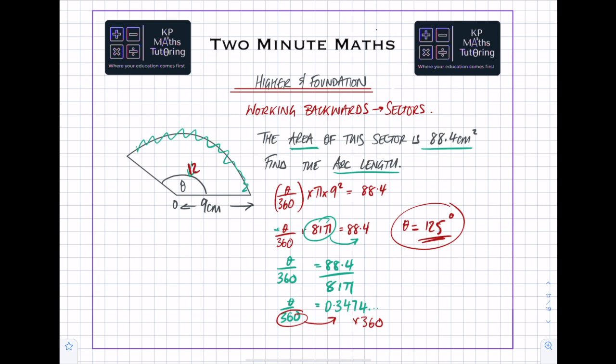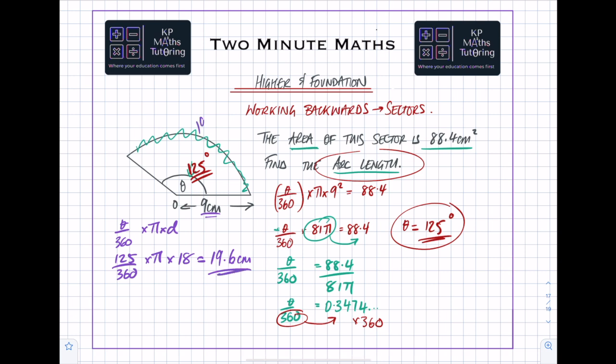I can now go back here and type in 125 degrees. From there, I need to find the arc length. So if you're not 100% sure on the arc length, it is angle divided by 360 times pi times by the diameter. And in this case, we now know it's 125 divided by 360 times pi. Diameter is double that, so it would be 18. Plug that into your calculator and you'll get an answer of 19.6 centimeters. So that would be my arc length.